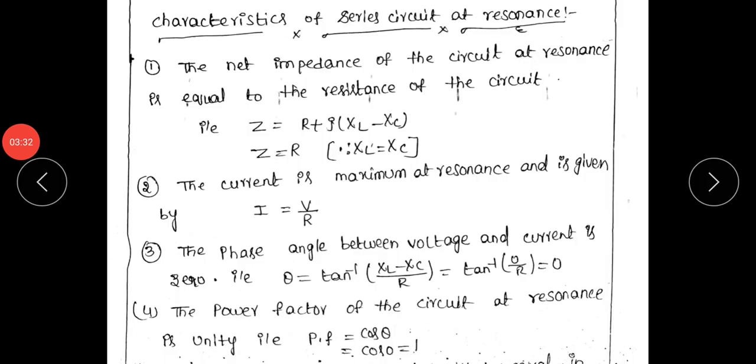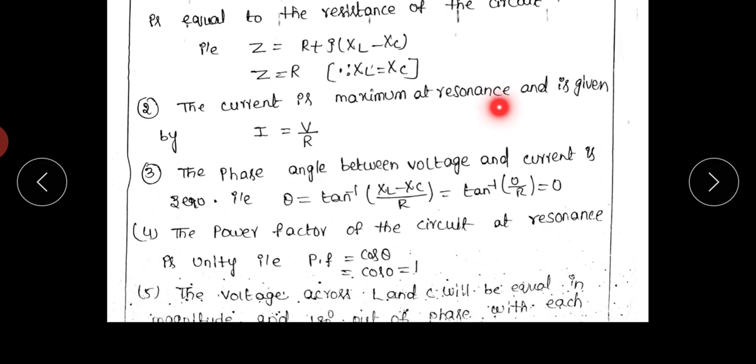Next, we know that in an AC circuit the current equals voltage by impedance. Here at resonance condition, Z equals R. So the current is maximum at resonance condition and it is given by I equals V by R.